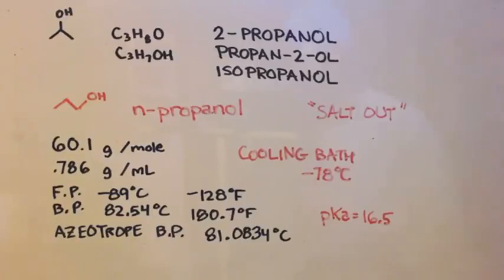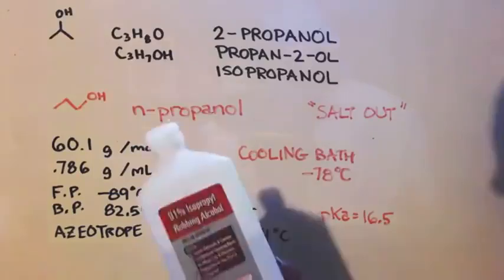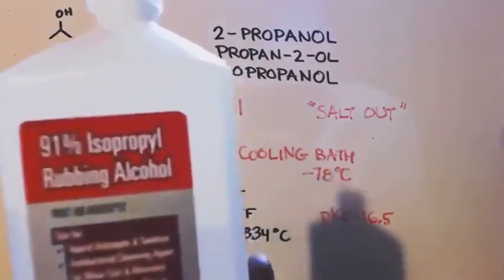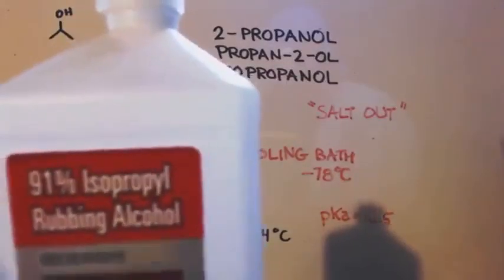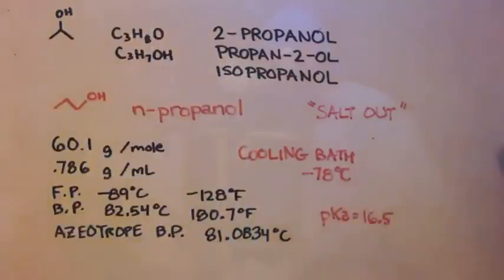I'm here to do a simple video about how to get 2-propanol. I still have a few more weeks till I get my lab up and running. Until then, I want to do some easy videos about how to get things. This is it. I mean, it's rubbing alcohol, isopropyl, 91% you should get because that's the azeotrope.